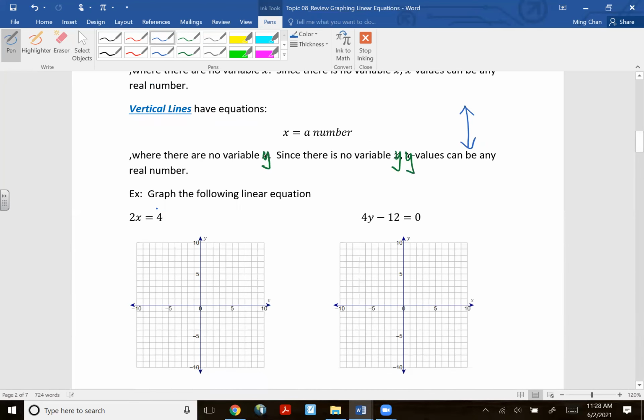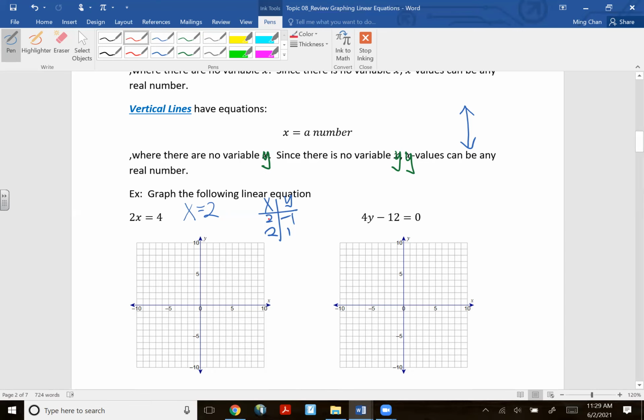So 2x equal to 4. Okay, if I ask you to graph 2x equal to 4, right away you notice that there's no variable y. So if there's no variable y, you know this is going to end up to be a vertical line. So by simply dividing both sides by 2, my x is equal to 2. All right, so x values right now are locked in at 2. Y value can be whatever you want. So I'm going to just simply pick -1 and 1.